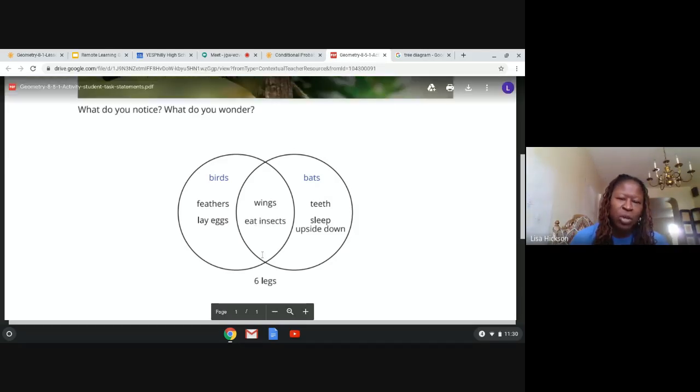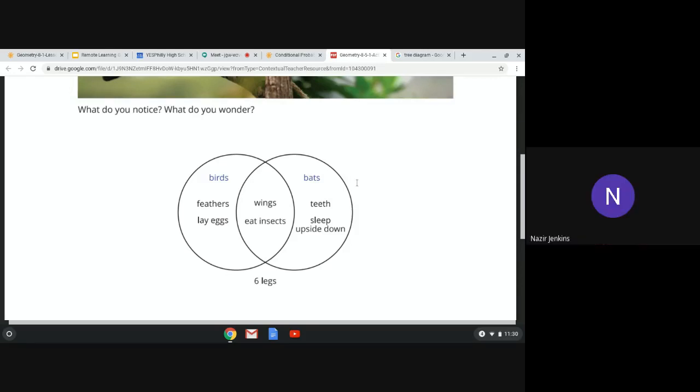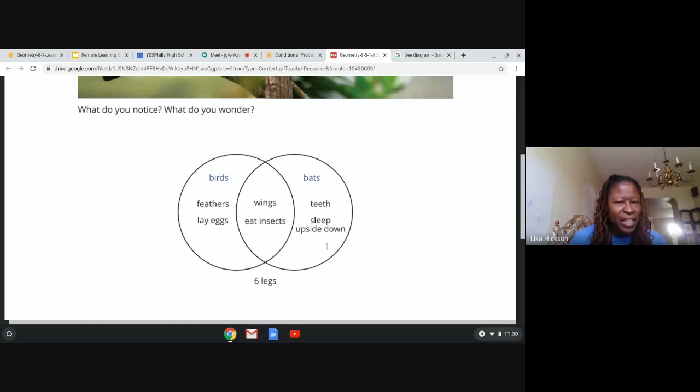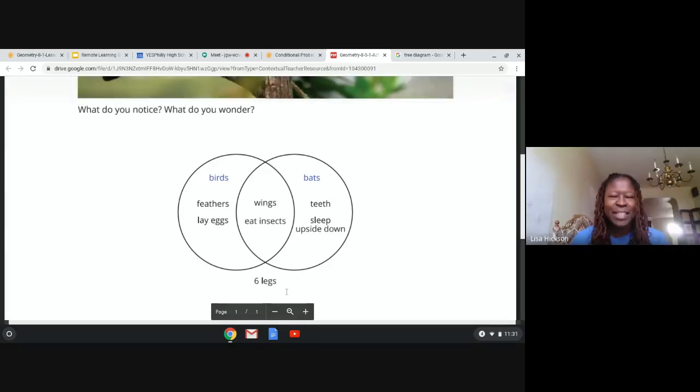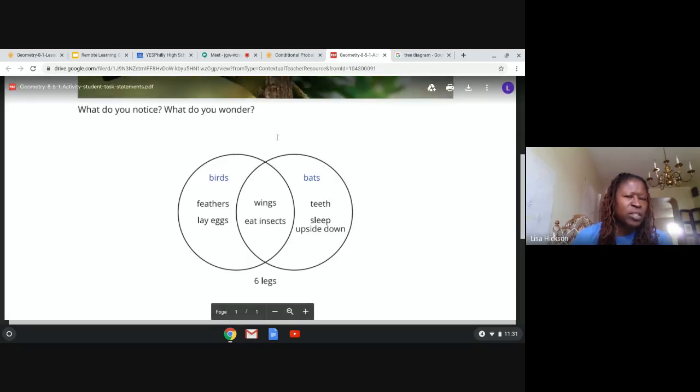So what about this circle over here, the circle on the right? What does it tell you about bats? Teeth, sleep upside down, wings, and eat insects. Exactly. So common sense tells you what these 2 characteristics are. These 2 characteristics belong with whom? Both. Exactly.